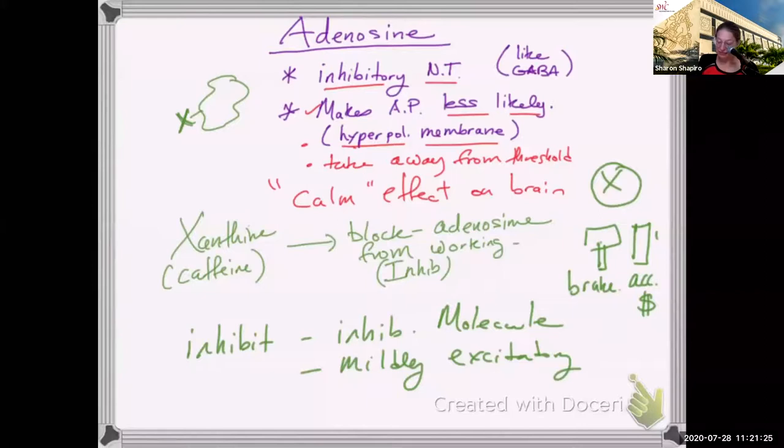Adenosine is normally the brake. Normally, your brain speeds up, uses excitatory neurotransmitters, and it uses the inhibitory neurotransmitters like GABA and adenosine to slow down. You apply the brake. You apply adenosine, it inhibits the brain. You got an accelerator, you got a brake. Here comes caffeine.